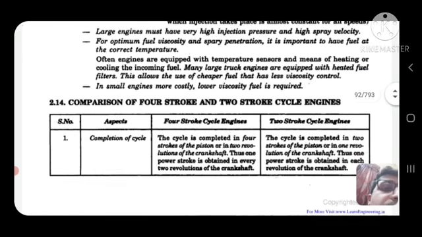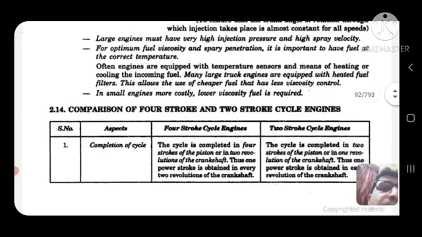In comparison with the four-stroke cycle, a large engine must have very high injection pressure and high spray velocity for optimum fuel viscosity and spray penetration. It is important to have fuel at the correct temperature.